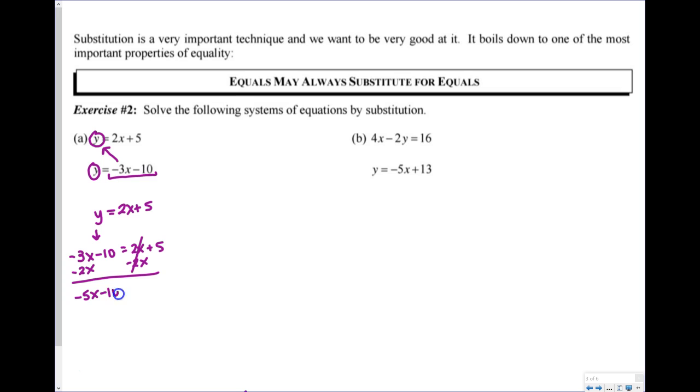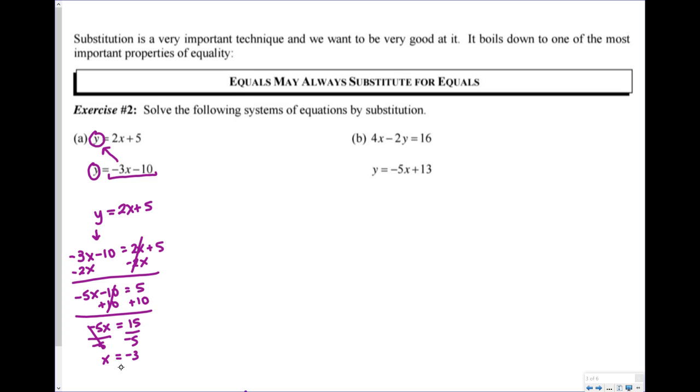Negative 5x minus 10 equals 5. Add 10 to both sides. And negative 5x equals 15. And finally divide both sides by negative 5, and you get x equals negative 3.